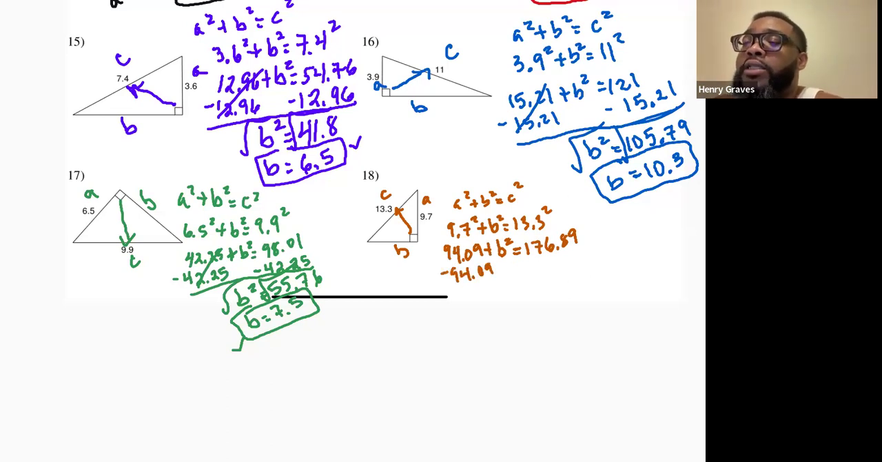So when I do that, remember, bring this guy down. B squared is going to equal 176.89 minus 94.09, which is 82.8. What's with all these decimals?